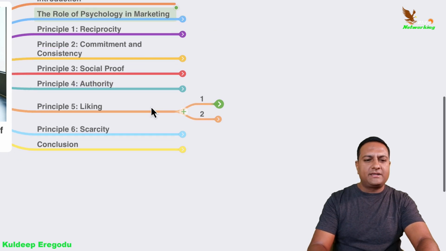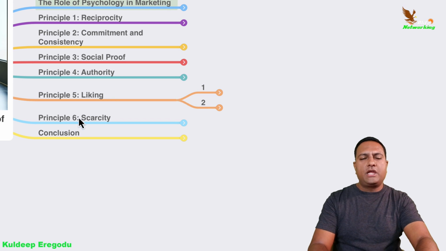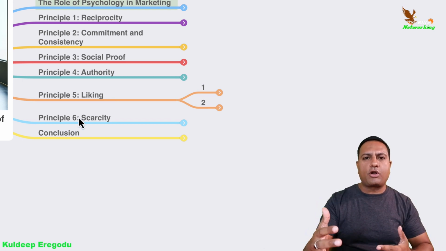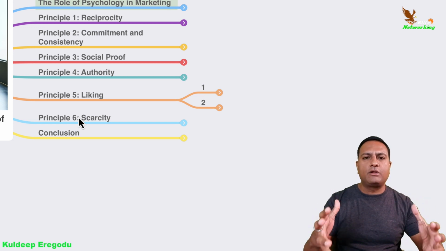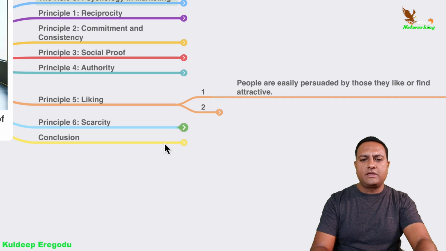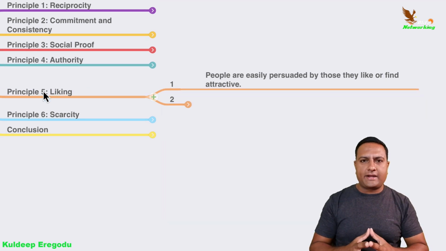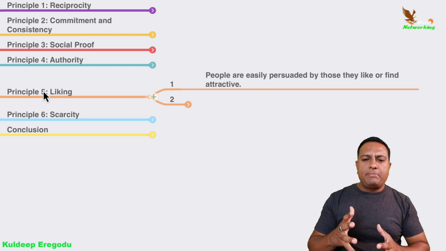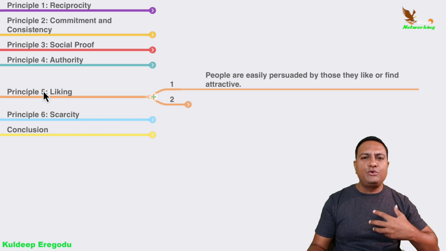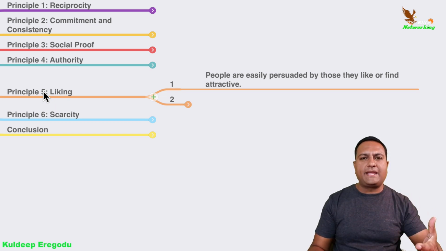Now, the fifth principle is liking. What do you mean by liking? It is your tendency towards liking particular products and services. That means you're becoming loyal. That means you are choosing a brand, right? There are two things. One is that people are easily persuaded by those they like or find attractive. That means people are easily persuaded by whatever they like. When you give it to them, they get persuaded. That is the simple meaning of liking, right?